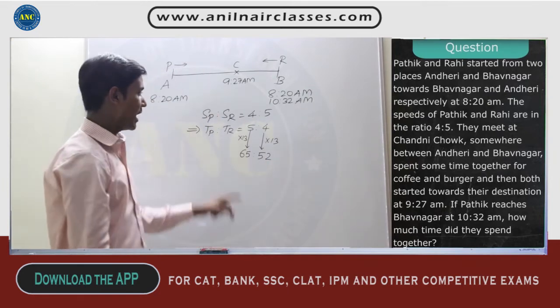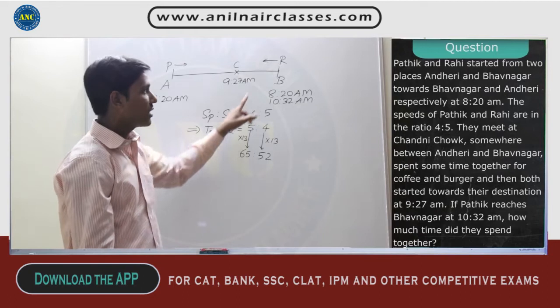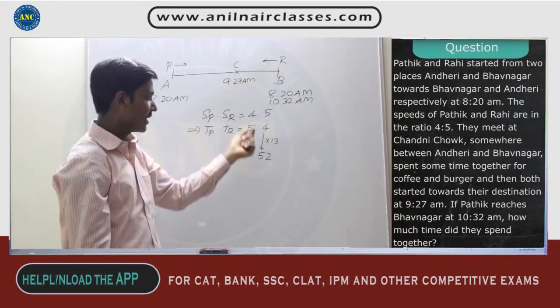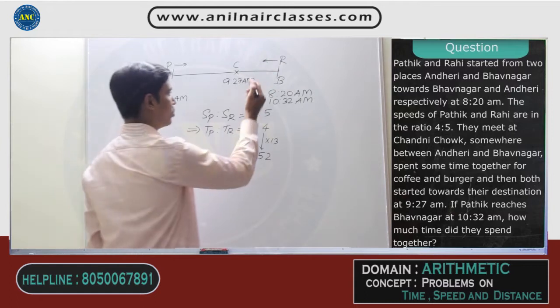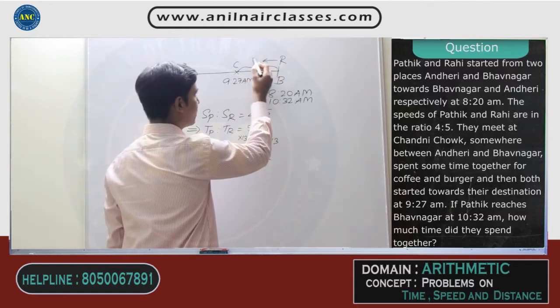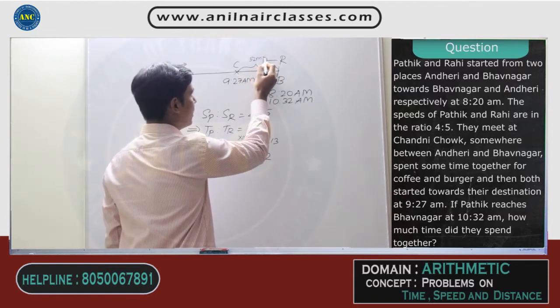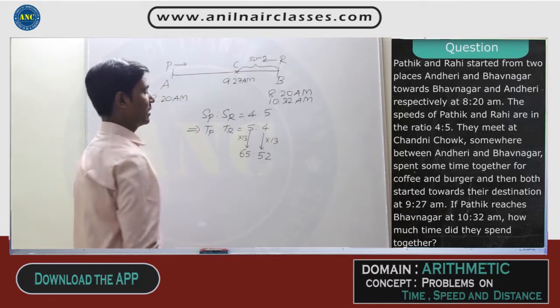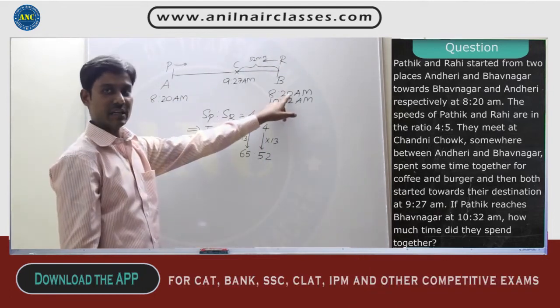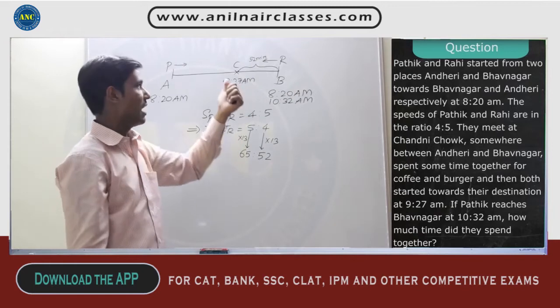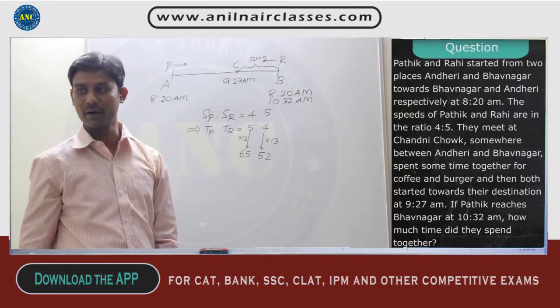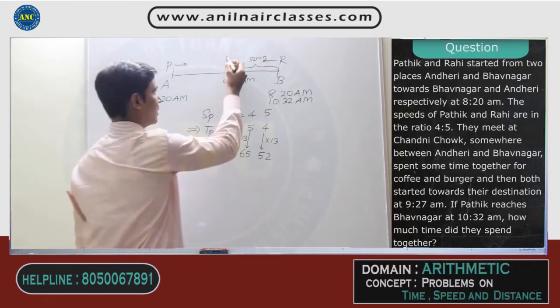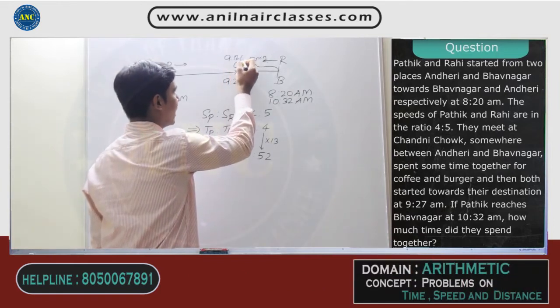That means the time taken by Rahi to travel from B to C is nothing but 52 minutes. He is starting at 8:20. He will take 52 minutes and he will reach point C. 52 minutes from 8:20 is nothing but 9:12 am. That means Rahi will meet C at 9:12 am.